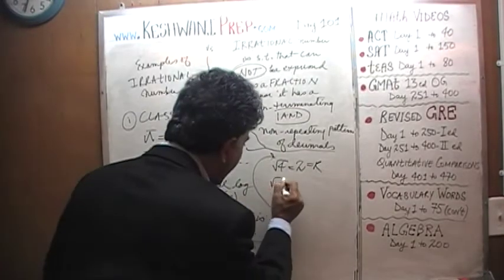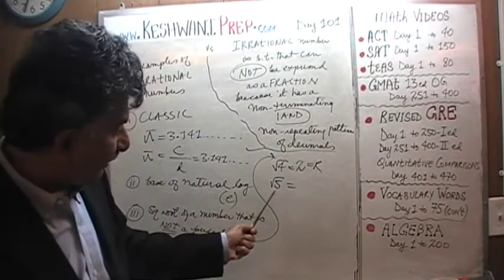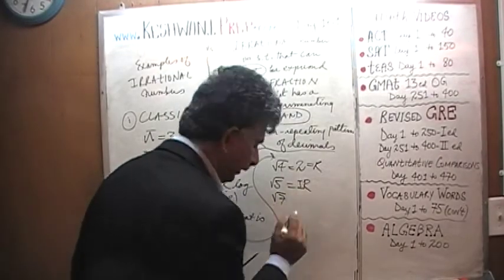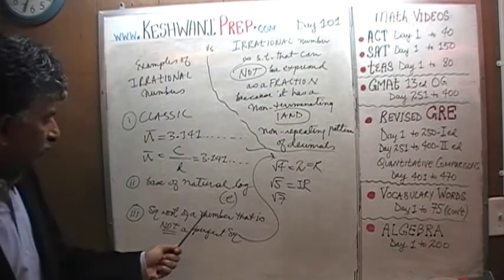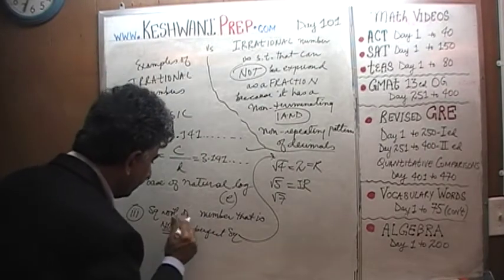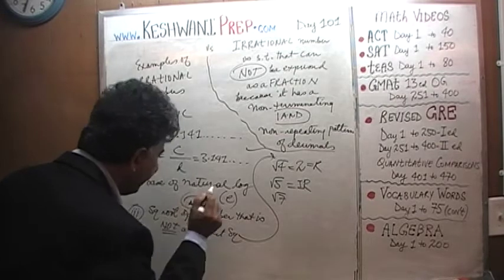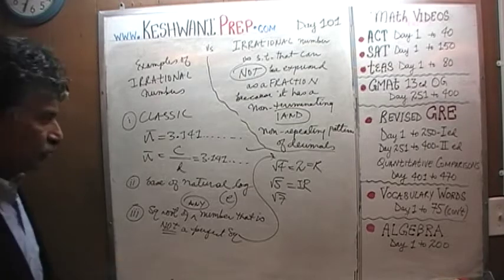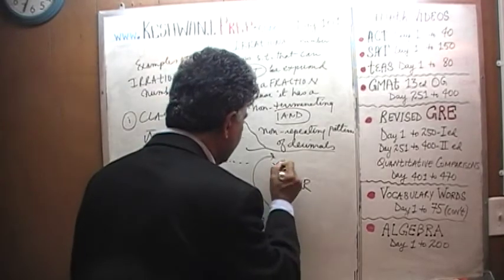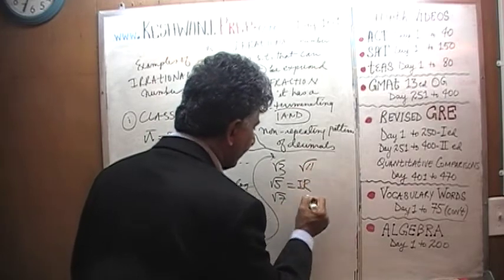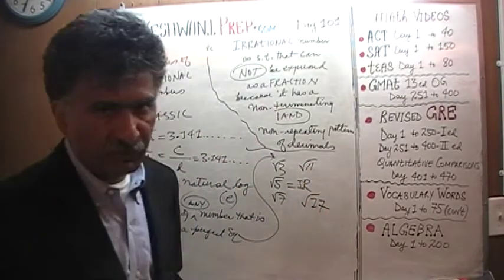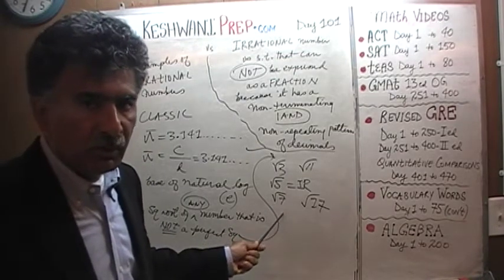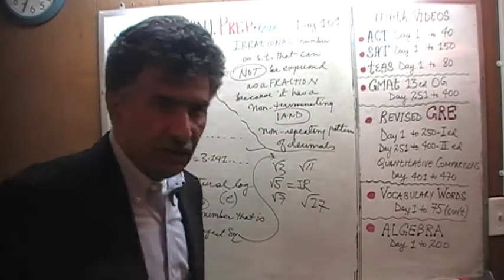But the square root of 5, because 5 is not a perfect square, is an irrational number. Square root of 7 is an irrational number. Square root of any number that is not a perfect square. So that's another very broad category. Square root of 3, square root of 5, square root of 11, square root of 17, you name it. As long as it's not a perfect square, it is an irrational number because it will never end.